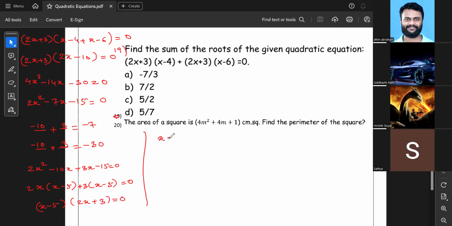That gives me x equal to 5 as the first root and x equal to minus 3 by 2 as my second root. So these are the two roots. They're asking the sum of these two roots. So 5 minus 3 by 2 gives you 7 by 2. Option B.